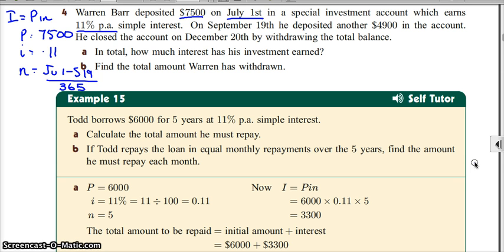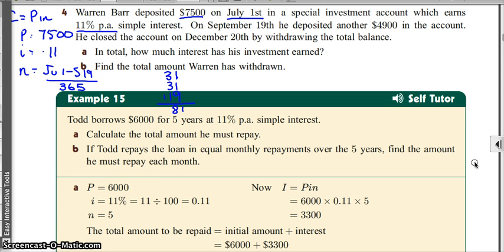How many days in there? Well, July has 31 days. 31 days in July. August? That is 31. And September has 19. So you total them up. 81 days in total.